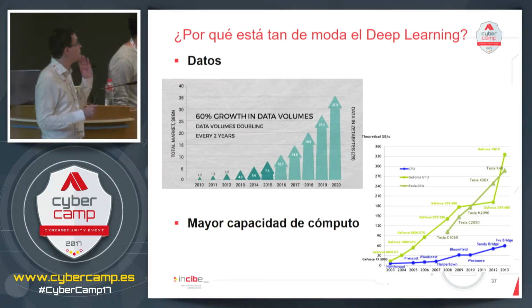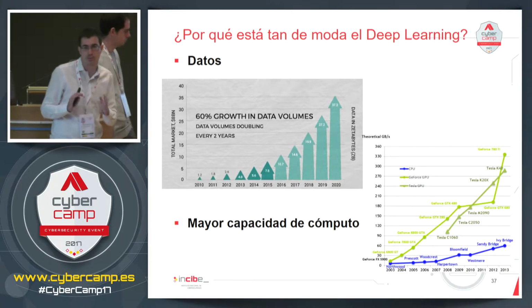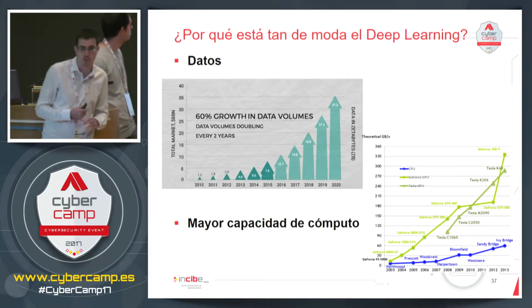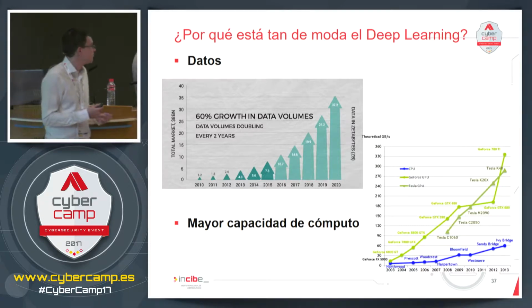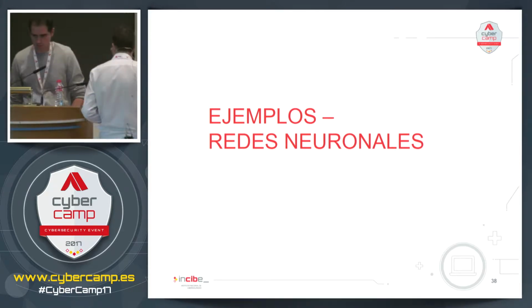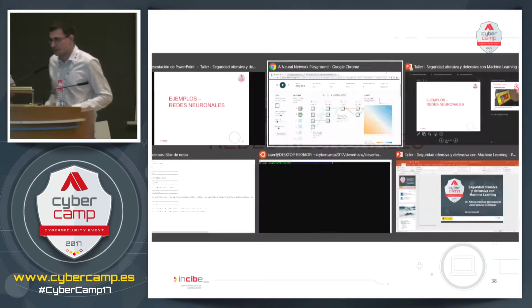So deep learning is fashionable now for those two reasons, because we have more and more data, big data that we can use, and because we can have more computational capacity thanks to GPUs and the lower prices. Let's see neural networks examples.